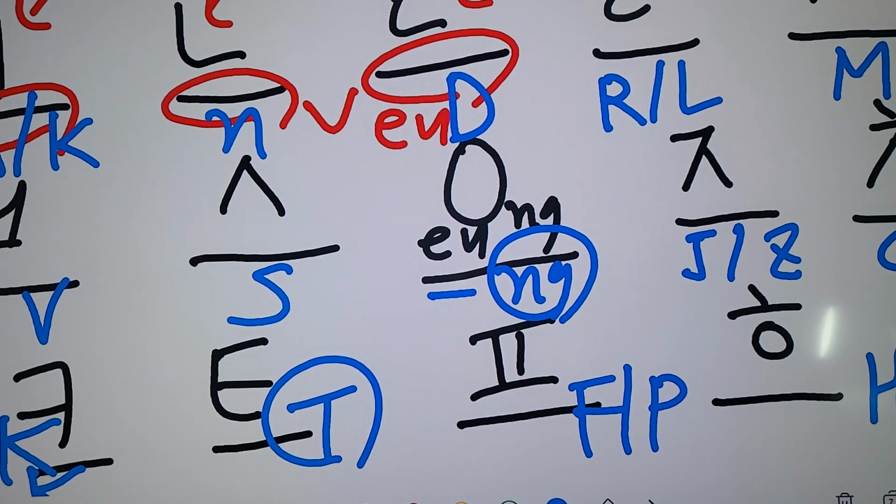So as you can see, so far we learned 14 basic consonants. In the next lesson, I'm going to teach you 5 identical consonants and also 11 mixed double consonants.